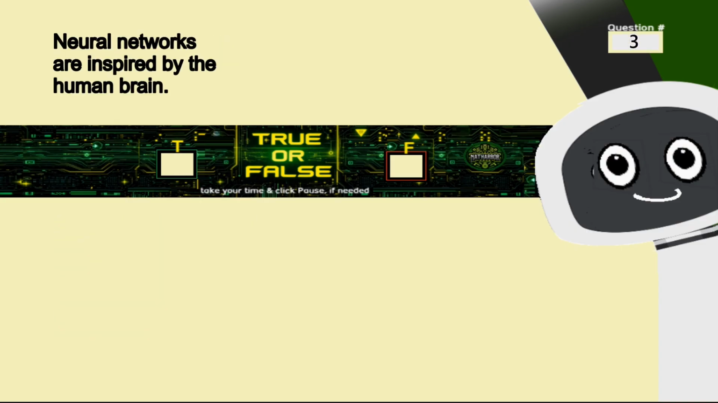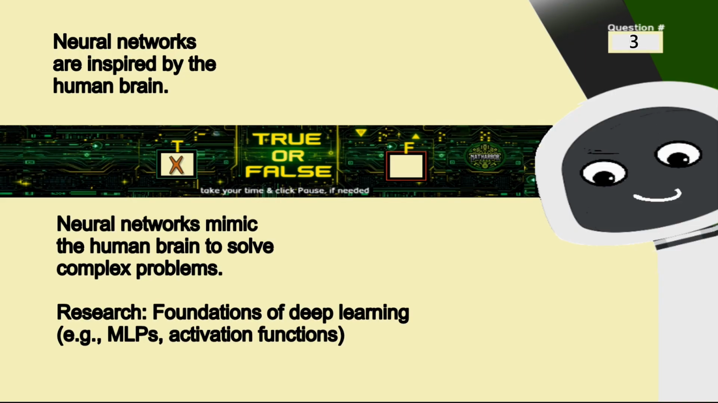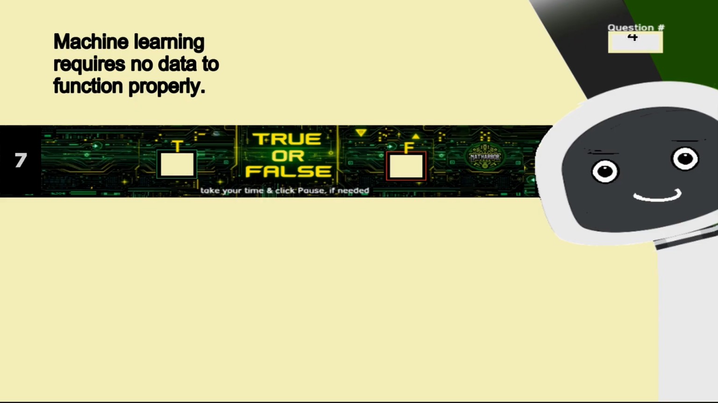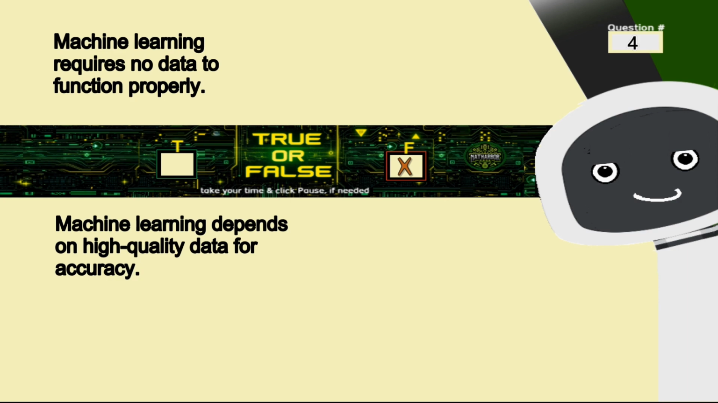True or false? Neural networks are inspired by the human brain. That is true. Neural networks mimic the human brain to solve complex problems. Research foundations of deep learning, for example, MLPs and activation functions. True or false? Machine learning requires no data to function properly. Of course, this is false. Machine learning depends on high-quality data for accuracy.